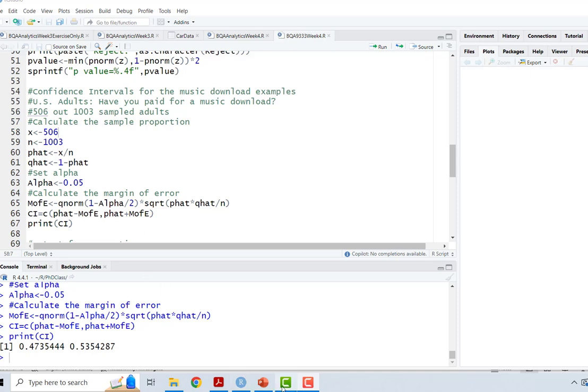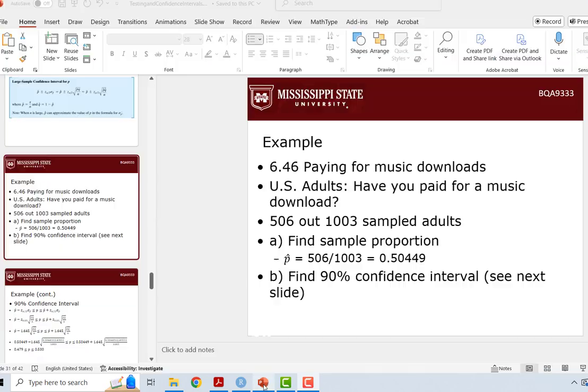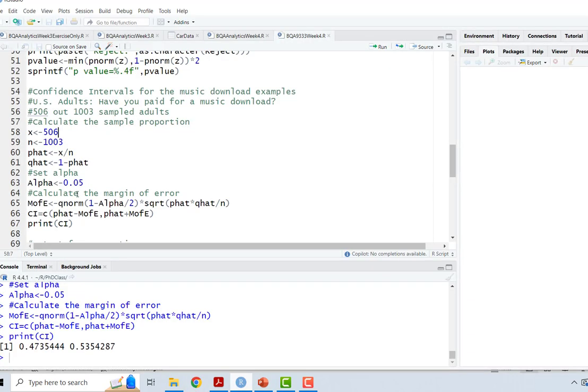Okay, so here's the second half, and this is the proportion examples. So let's look at the first one. We have 506 out of 1,003 people actually pay for music downloads. And we want to find a 90% confidence interval.